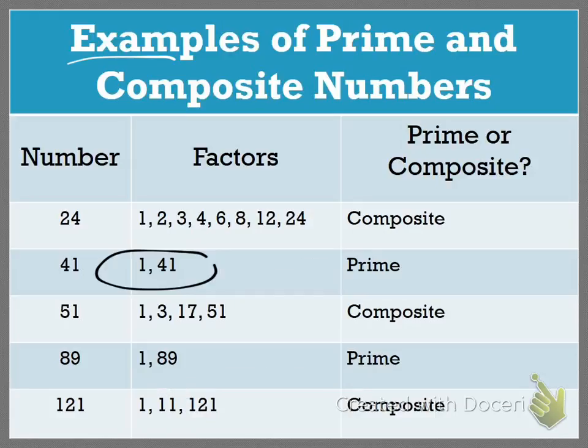So let's talk a minute about these generalizations about prime and composite numbers. True or false? All even numbers are composite. True or false? False. Why is it true?